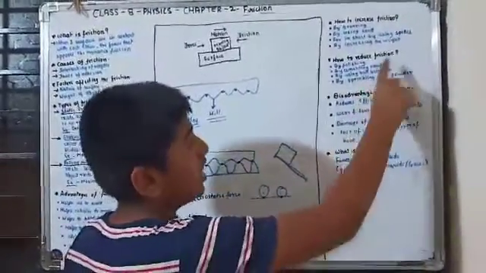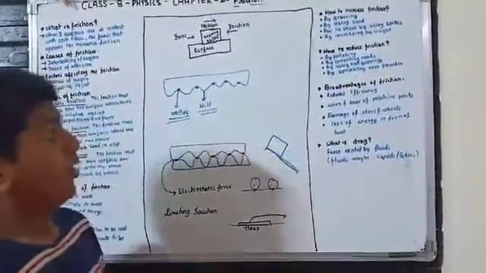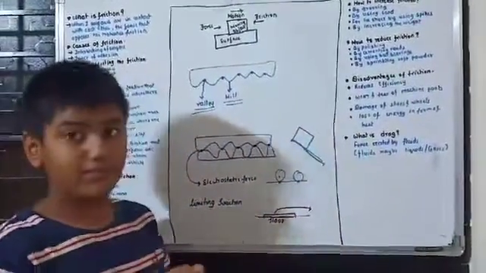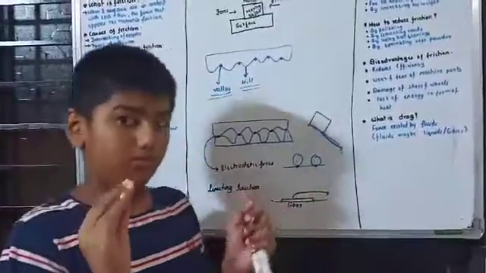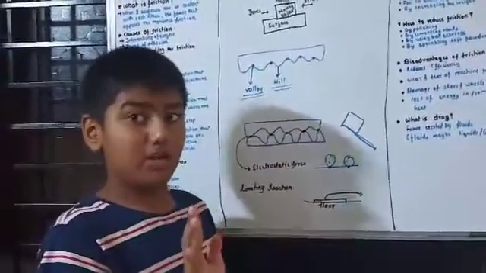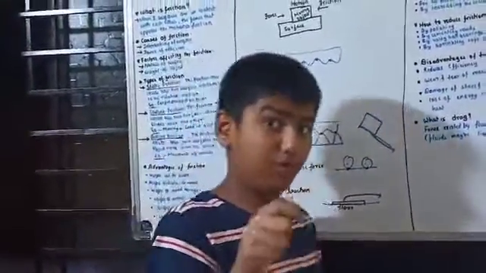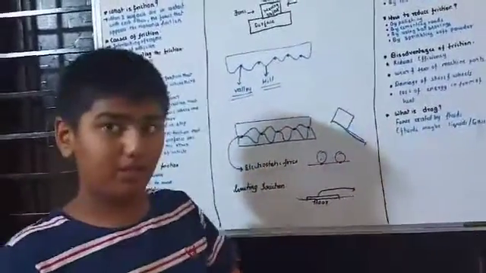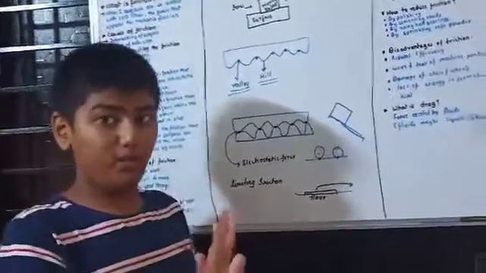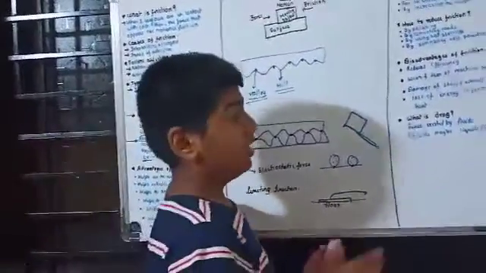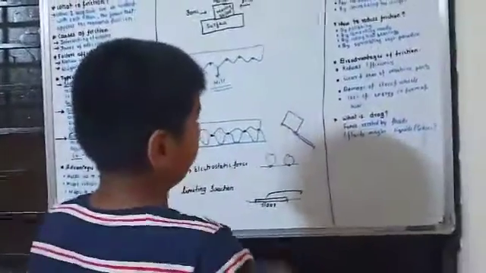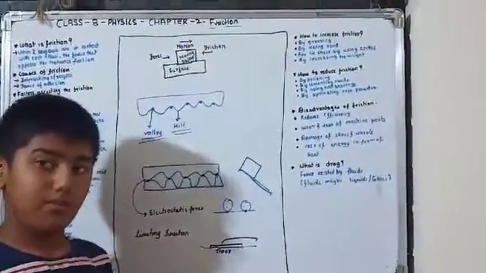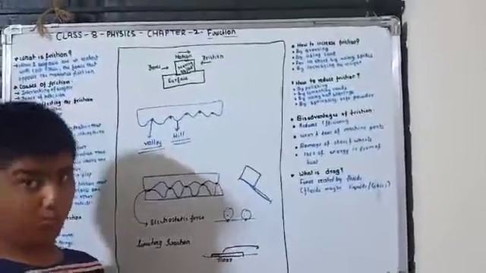Now we'll see how to reduce friction. By polishing a surface, we can make it smooth. Sandpaper is rubbed on a wall before painting so that the wall becomes smooth and the paint will be held perfectly by the bond. By cementing roads: cementing the roads means the road will be cemented to make it smooth.